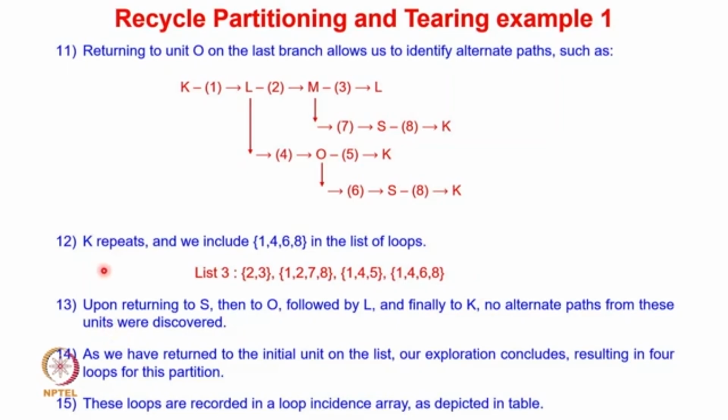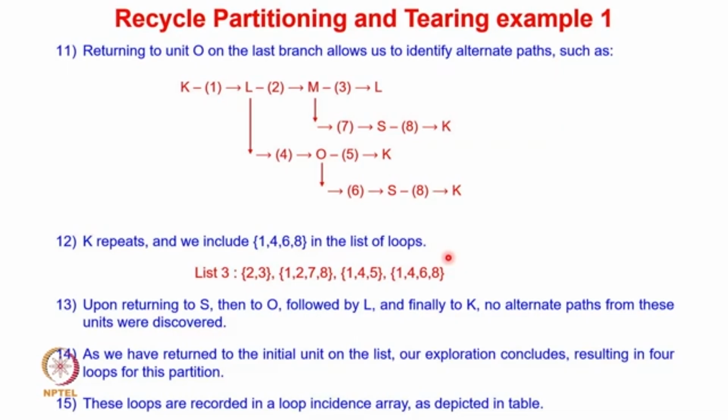So you can see that upon returning to S, then to O, followed by L, and finally to K, no alternate paths from these units were discovered. As we have returned to the initial unit on the list, our exploration concludes. So there are no units remaining, resulting in four loops in the partition. So these are the four loops.